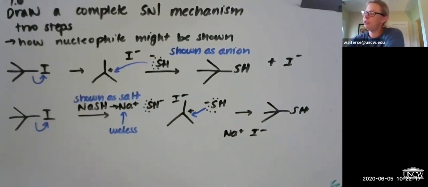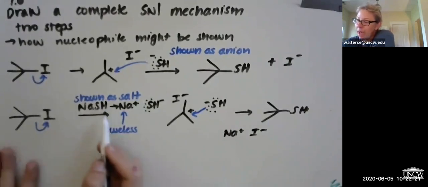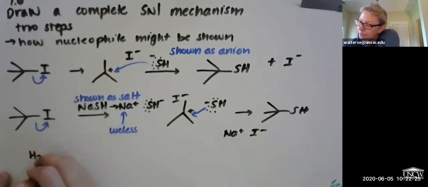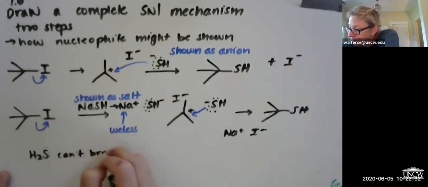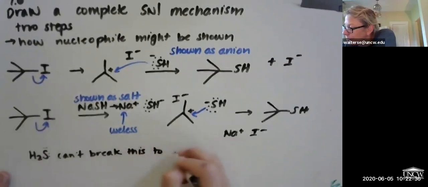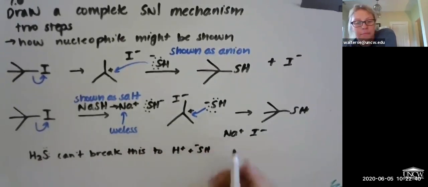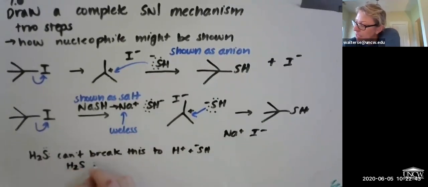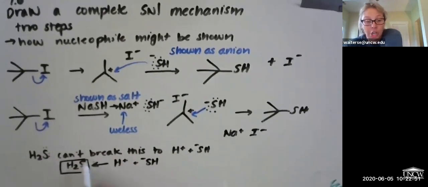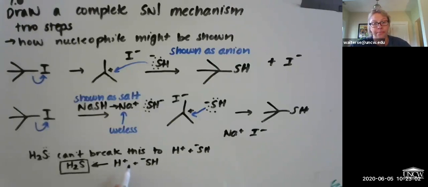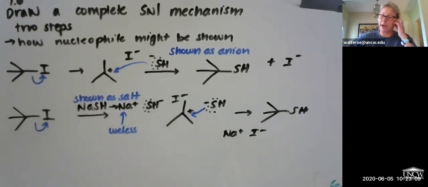The reason I'm showing you this is that there's another way you can see an SH component, H2S. You can't break this up, because it's a weak acid, and the equilibrium is favored towards this product. You can use it as a nucleophile, but since it's neutral, neutral nucleophiles require a deprotonation step. So let me write that out and show you what I mean. And then I'll give you some practice.